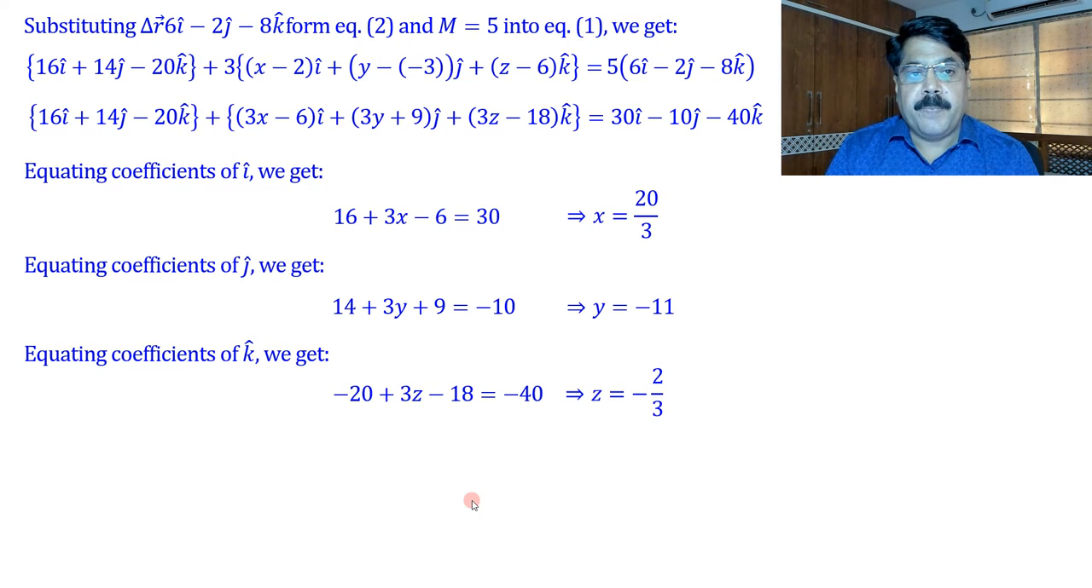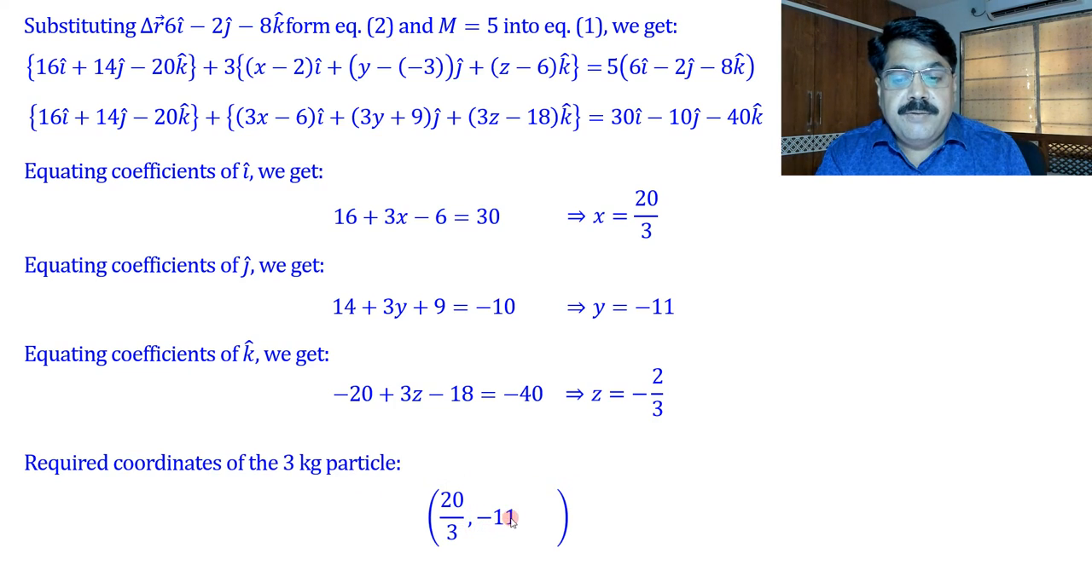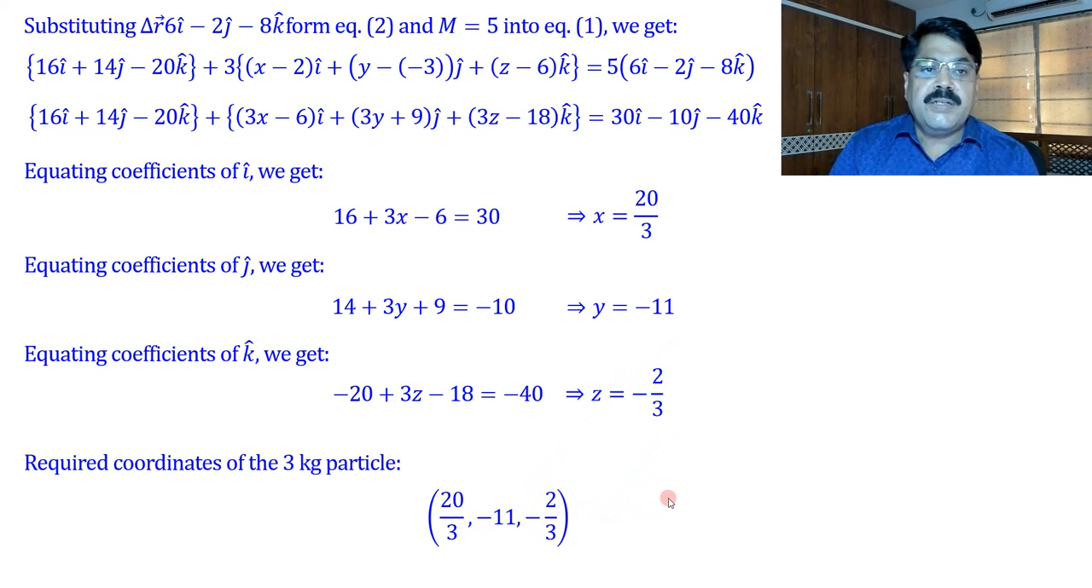So in this way, we can have two kinds of situation. Mostly in the textbook, the problems you find are ones in which the center of mass will remain at rest, but the center of mass may be moving. So if the center of mass is moving, we have to compensate for that velocity. So the required coordinates of the 3 kg particle are 20 by 3, minus 11 and minus 2 by 3. So these are the two prototype problems.